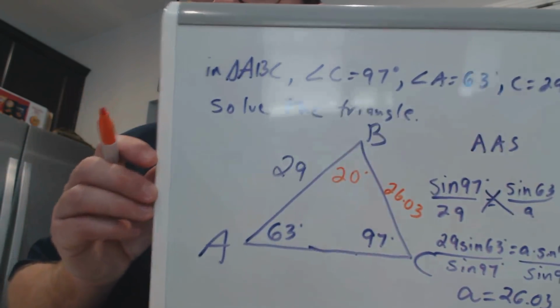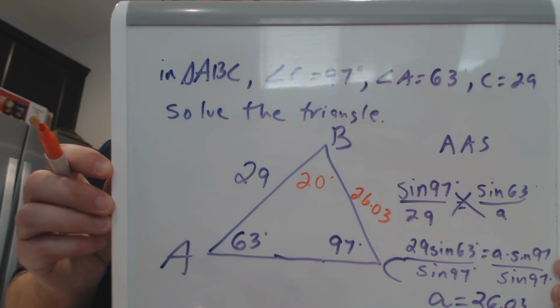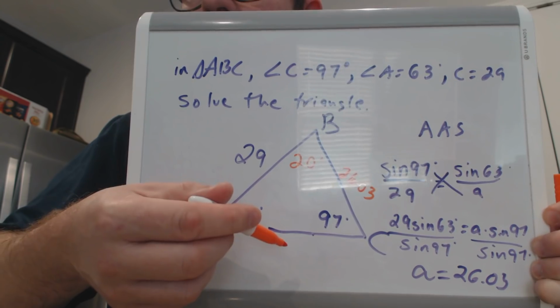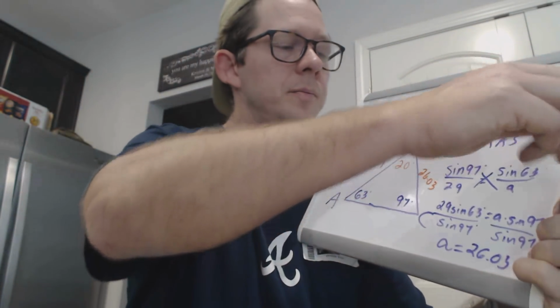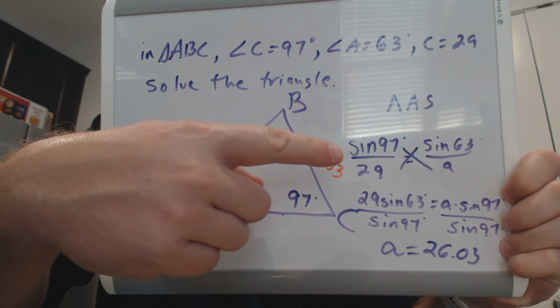Now, there's only one thing left to solve for, right? What is it? It's going to be this side B, okay? So watch how I'm going to set this up. See this proportion I just set up right here? Okay, watch this.